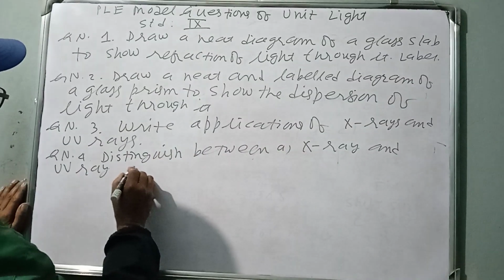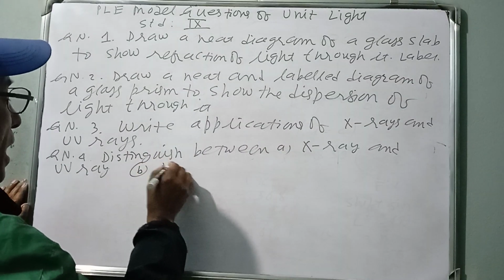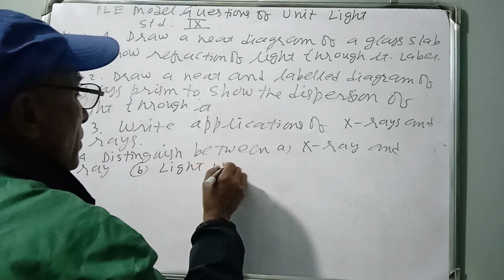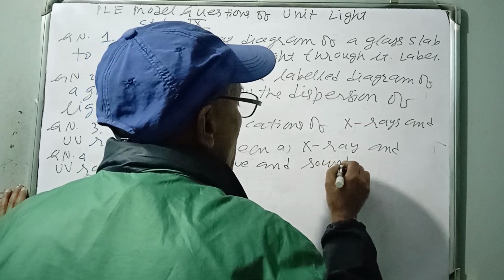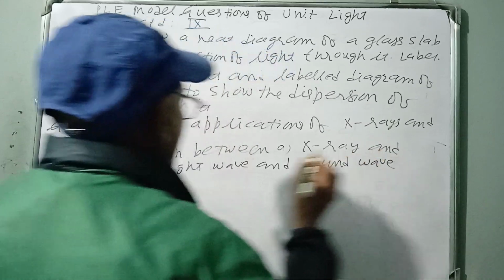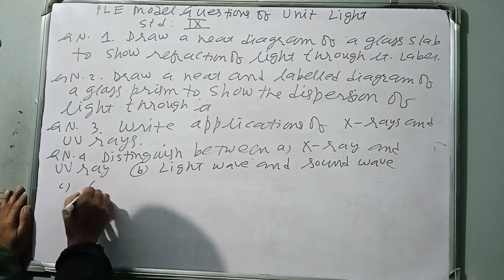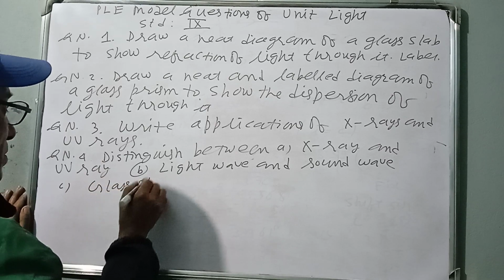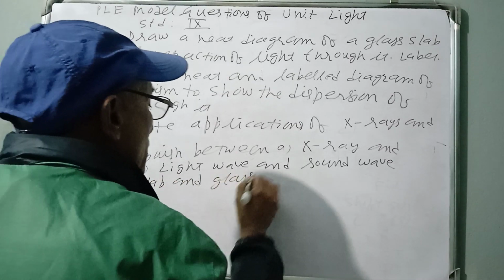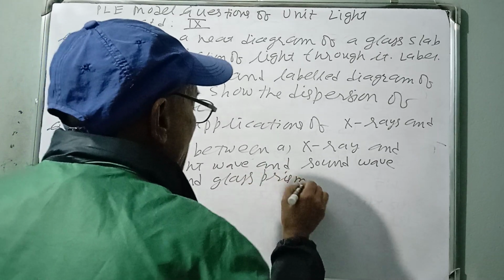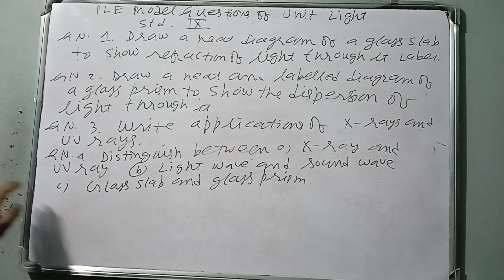Question number A. Question number B is light wave and sound wave. Another also, glass slab and glass prism. That question is also sometimes asked.